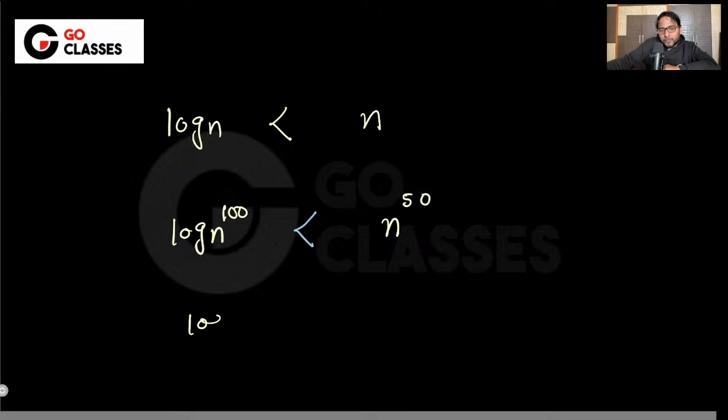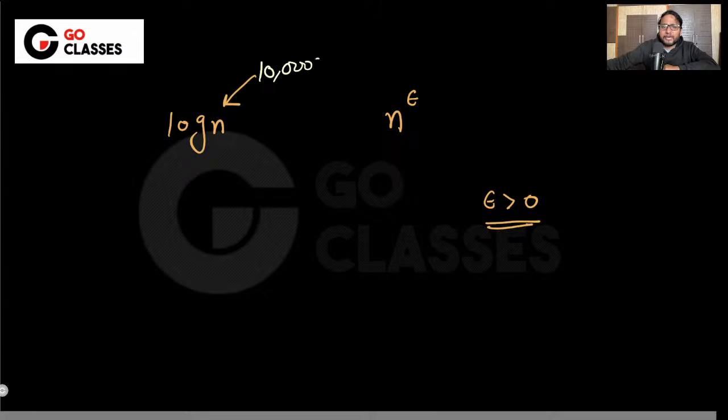If you put log n power even 10,000 and here just n, then which one is greater? This is log n power 1 lakh and it is just n, then also n is greater. So what I was saying is that you put any power of log n and any positive power of n, as long as epsilon is greater than 0, it doesn't matter what power you put here. Let's suppose you put 10,000, 1 lakh, 10 lakh, 1 crore, 10 crore, 100 crore, whatever you put, n is always greater.